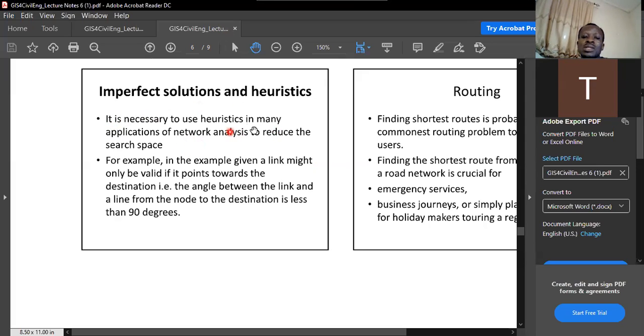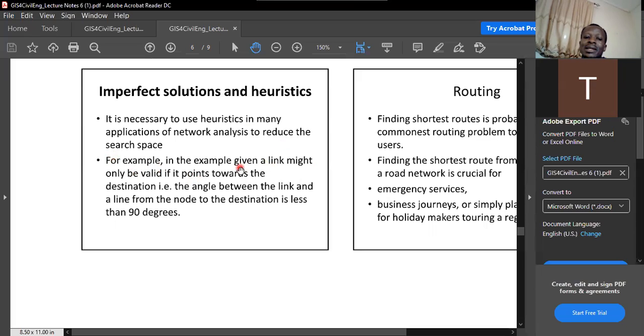It's necessary to use heuristics in many applications of network analysis to reduce the search space. In other words, you see the way the Dijkstra algorithm went, you have to check the link. Is it this one? No, it's not. Go back, check. Is it this one? Go back, check. You're iterating, and it will take a long time to solve one problem. So what you do is make use of a heuristic.